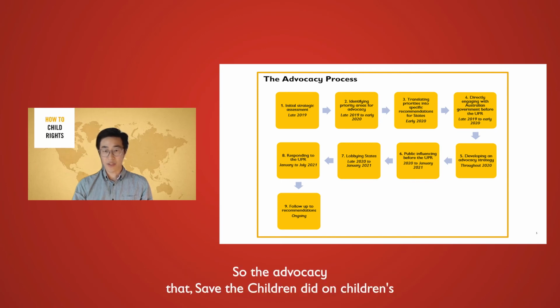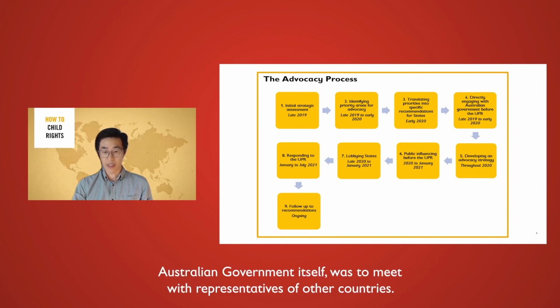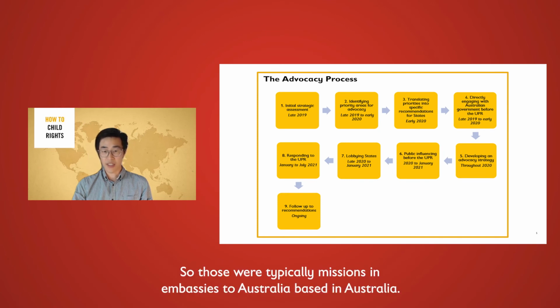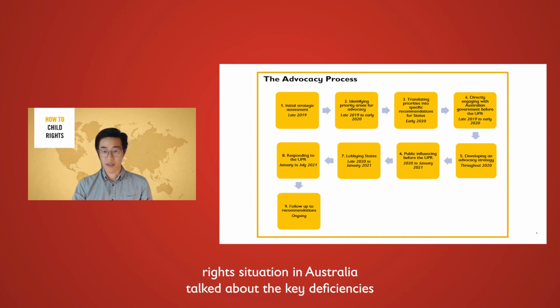So the advocacy that Save the Children did on children's rights and climate change in particular was part of a much larger coalition piece of work that was undertaken across Australian civil society. The key advocacy work that we did, apart from the work directed at the Australian government itself, was to meet with representatives of other countries. So those were typically missions and embassies to Australia based in Australia. And in those meetings, we described the child rights situation in Australia, talked about the key deficiencies, and highlighted the recommendations that they could most usefully make to the Australian government, including about climate change.